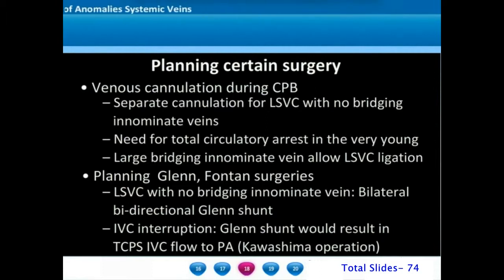While planning a Glenn or Fontan surgery, if there is an LSVC with no bridging innominate vein, we may have to perform a bilateral bidirectional Glenn shunt, which means anastomosis of both the superior vena cava to the respective pulmonary arteries. In the presence of inferior vena cava interruption with azygous continuation, if a Glenn shunt is performed, this would result in a total cavopulmonary shunt with direction of the inferior vena caval blood also into the PA, and this will be described as the Kawashima's operation or TCPS.